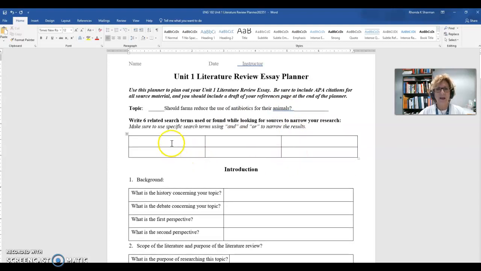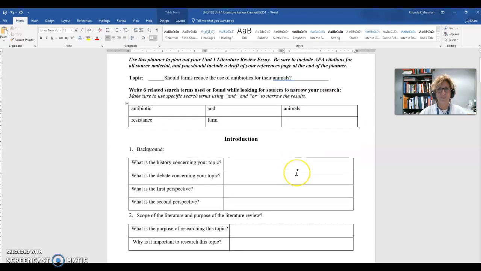The next item is 6 boxes for you to record the search terms that you used when you found your two articles. So just type in there the words that you used. So you probably used antibiotic, you may have used the word resistance, you used the word and, you used the word farm, you used the word animals. So at least give me the search terms that you used.